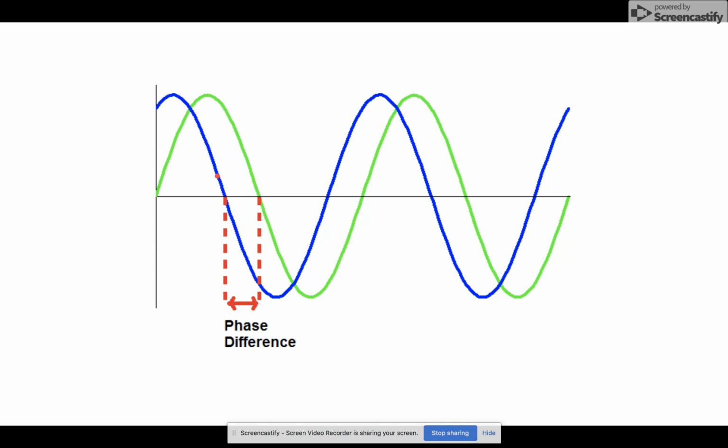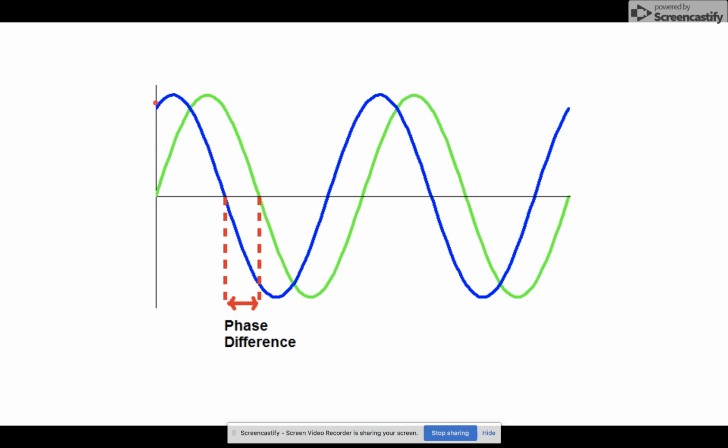Now we have two waves, the blue and the green wave. I have two questions. The first one is, what is the phase difference? And the second question is, which of these waves is leading the other one? Or which one is lagging behind the other? The key to understanding this question is understanding the previous slide that I just explained.